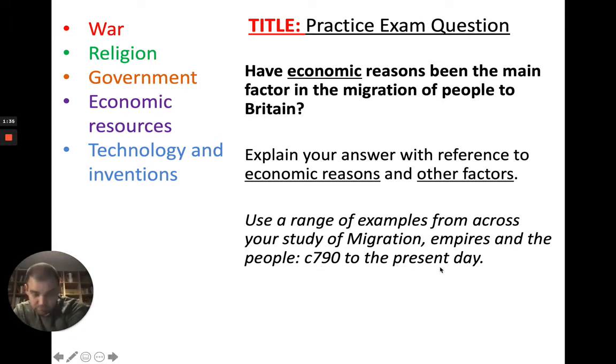Now, just to start things off with this question. They'll either ask you a question about migration or about kind of empires, so why they expand or contract. This question's a nice, easy one because it's just asking you about the main reasons people have migrated.